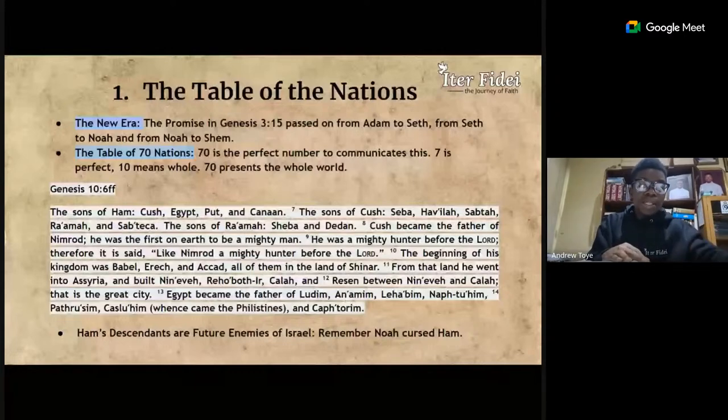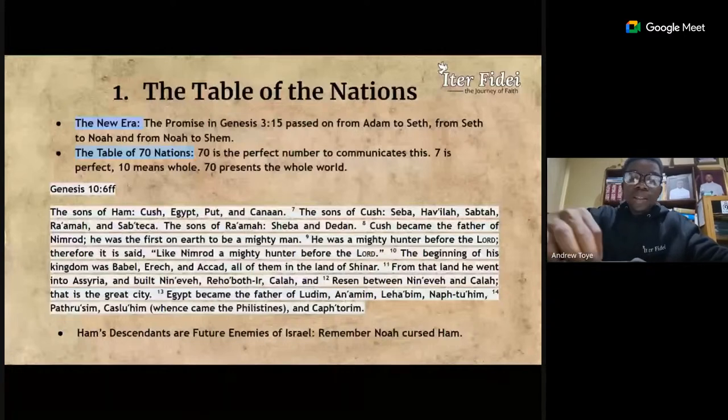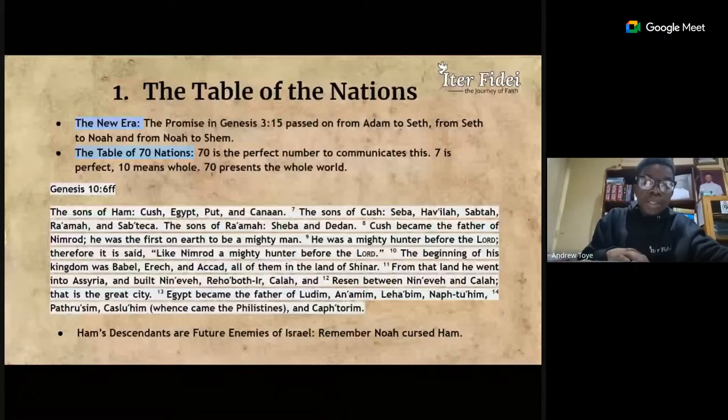Chapter 10, verse 6 says that the sons of Ham: Cush, Egypt, Put, and Canaan. Let's move to verse 8. Cush became the father of Nimrod, and he was the first on earth to be a mighty man. He was a mighty hunter before the Lord. Therefore, it is said, like Nimrod, a mighty hunter before the Lord. The beginning of his kingdom was Babel. You see that this figure was the one who created that idea of the Tower of Babel.